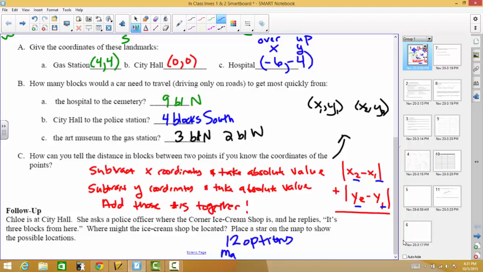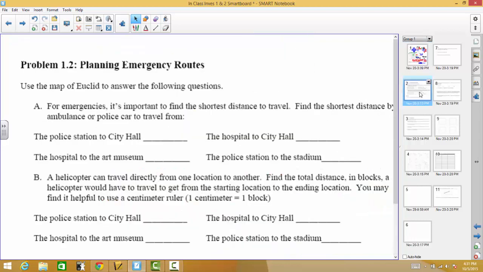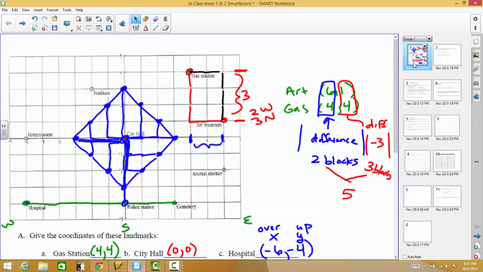Make a diamond on the map. And that is by car, so you're going to stay on the roads. Okay, so this says for emergencies, shortest distance, traveled by car from the police station to City Hall. Now this has become kind of a mess. So police station to City Hall would be 1, 2, 3, 4 blocks north.